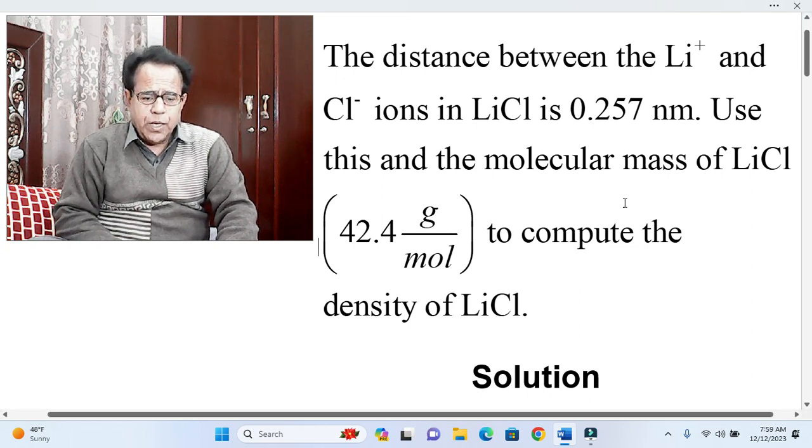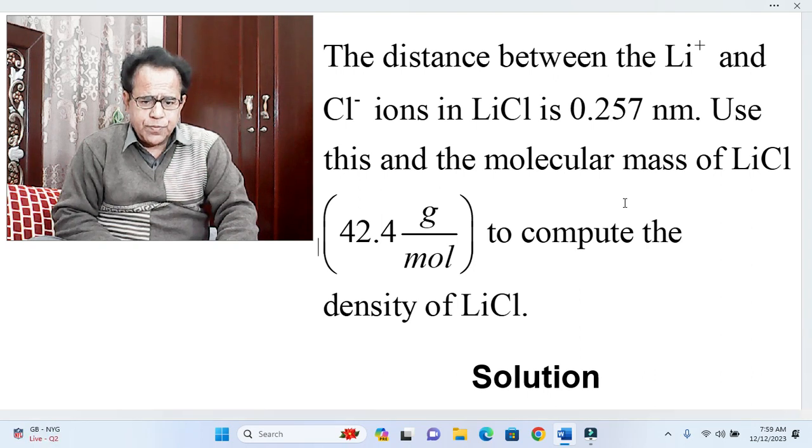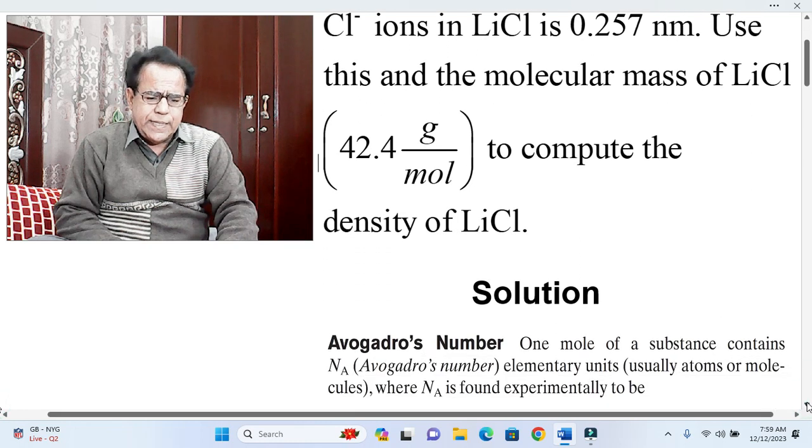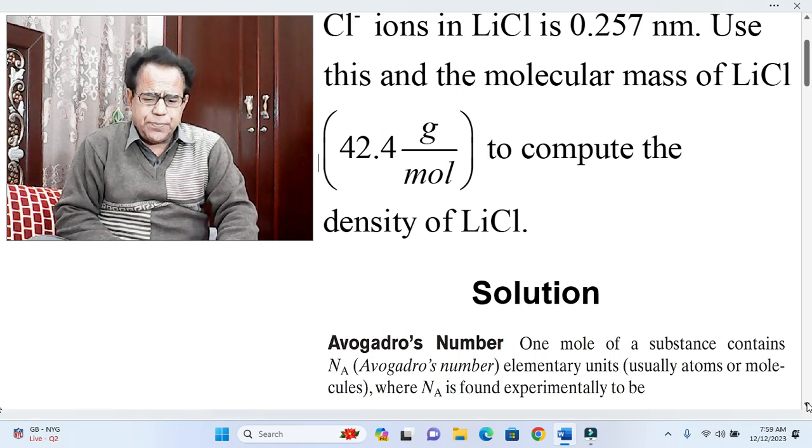Okay, how many things are given? Distance is given and molecular mass is given, while we have to calculate the density. Dear students, this problem is very similar to our previous problem. The same formula is applicable, therefore we will not give more time to this problem.